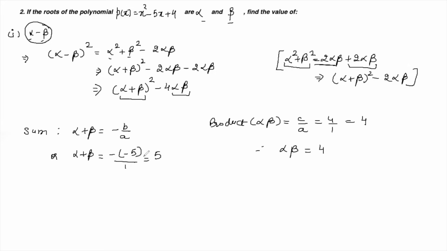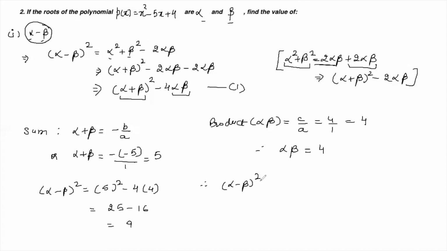Now I will substitute both the values in equation number 1. So what will I get? Alpha minus beta whole square is equal to alpha plus beta whole square, that is 5 squared, minus 4 into alpha beta, that is 4. So I'll get 25 minus 16, which is equal to 9. Therefore the value of alpha minus beta whole square is 9. I need to find the value of alpha minus beta, so I'll take the square root and I'll get the value as plus minus 3.